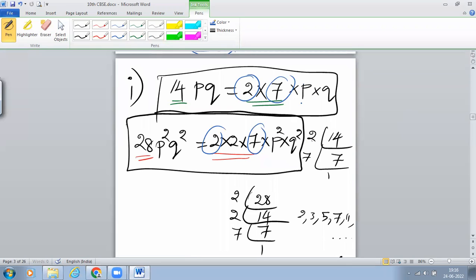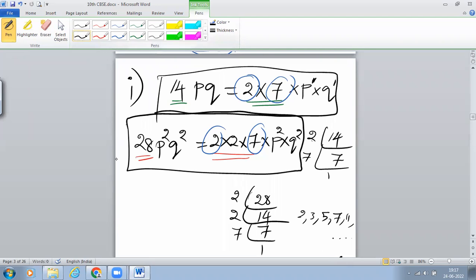And here p is there, here p square is there. What is the meaning of p square? The meaning of p square is p into p. Am I right? Yes or no? Yes. So here it is p and here it is p square, which means the power of p here is 1. If there is no power, the meaning is 1. P power 1. Here it is q power 1. Now tell me, here it is p square, here it is p power 1. So how many p are common in both these expressions? Is it 1 or 2? 1. So therefore I'll write the common factors.